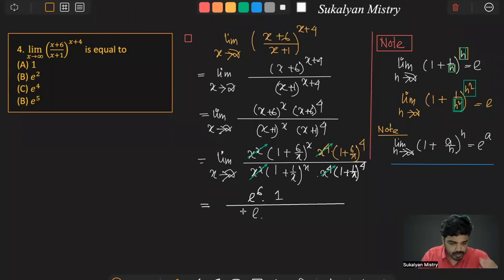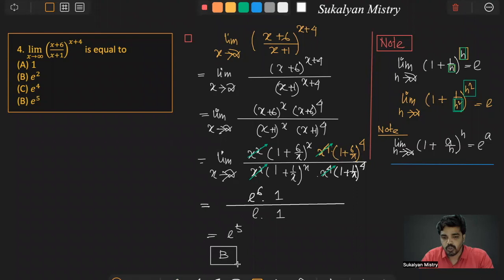Okay, divided by, sorry, e into 1, so that means e to the power 6 by e to the e, that means e to the power 5. Okay, so which option is correct? So option B is the correct answer.